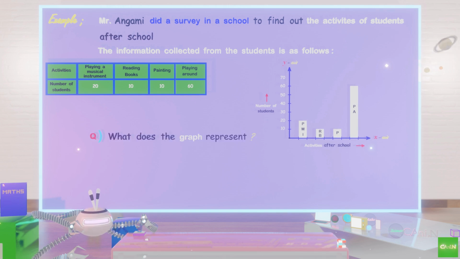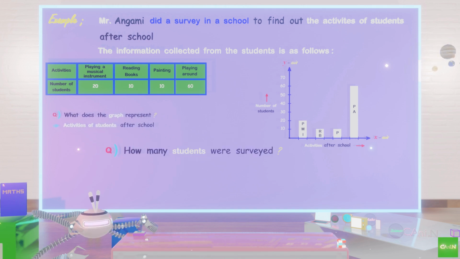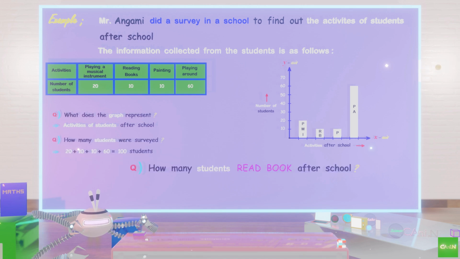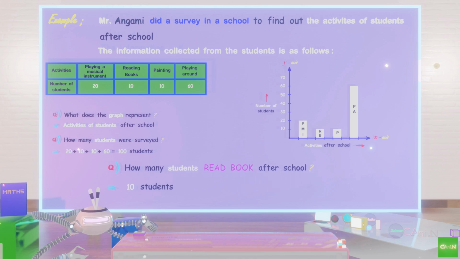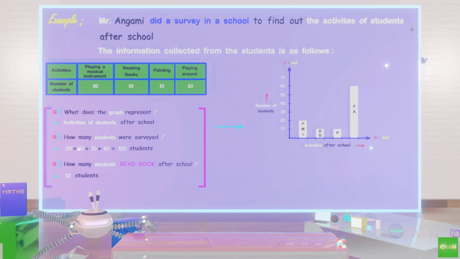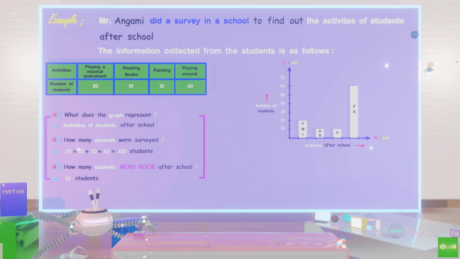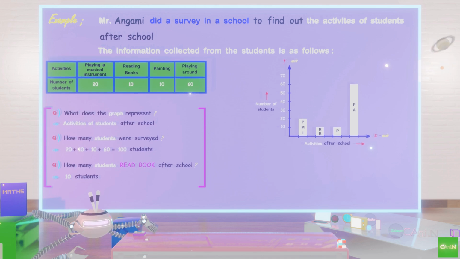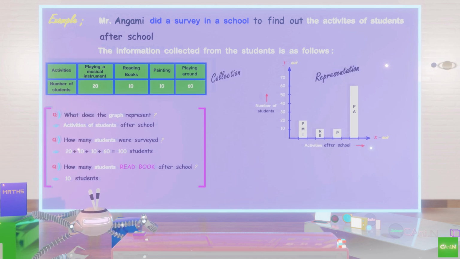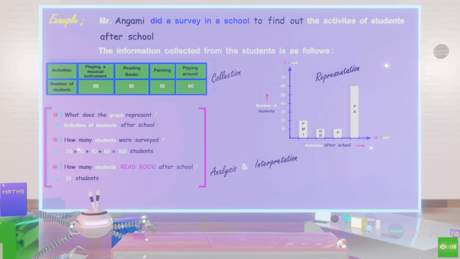Now, what does the graph represent? Activity of students after school. How many students were surveyed? 100 students. How many students read book after school? 10 students. From the bar graph, we derive these conclusions. So, these are the analysis and interpretation of the numerical data collected by Mr. Angami, and this is called statistics, which is collection, representation, analysis, and interpretation of numerical data.